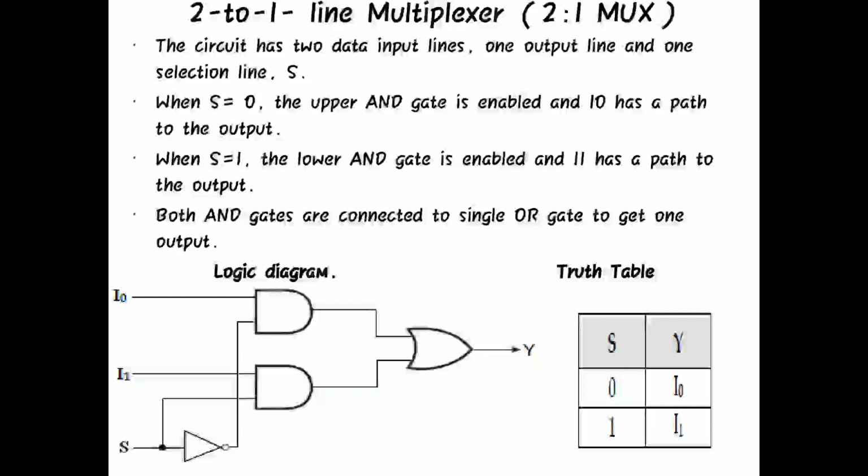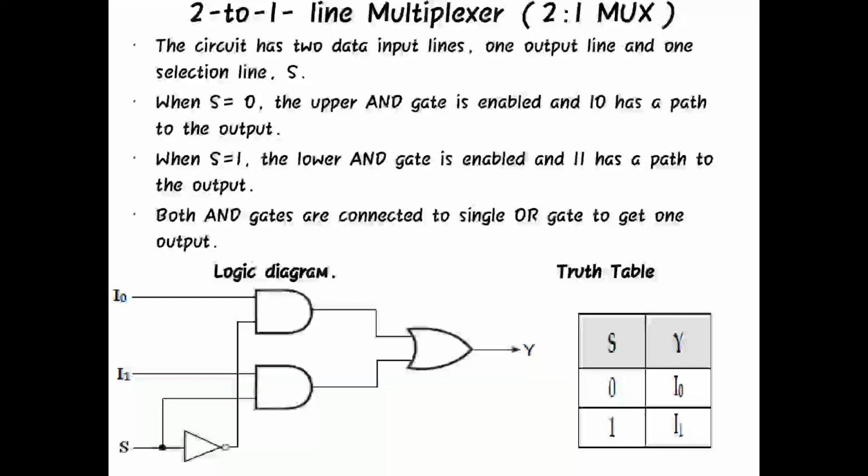Next working, when S is equal to 1, the lower AND gate is enabled, and it is not 1 1, it is I1. Input 1 is being activated. Next, both AND gates are connected. These two AND gates are connected to a single OR gate to get what? One single output, because our aim is to get only a single output.